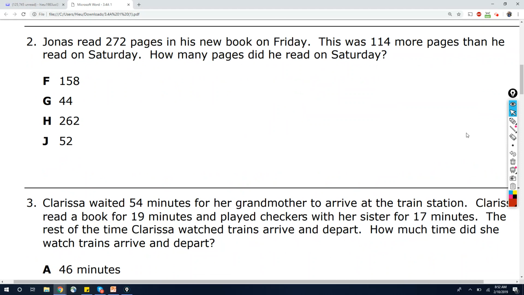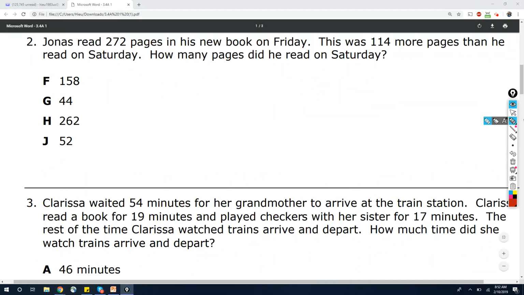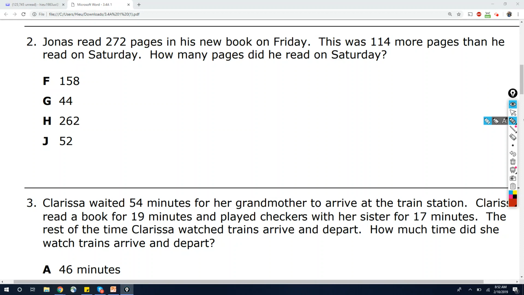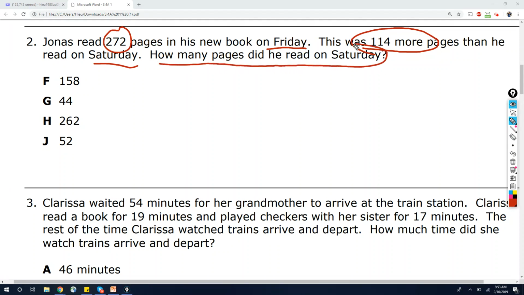Second question. Jonas read 272 pages in his book on Friday. This was 114 more pages than he read on Saturday. How many pages did he read on Saturday? So keep the strategy, circle the important numbers. On Friday, this is 114 more than he read. Keep in mind, this means on Saturday he will read less. They want to know how many pages he read on Saturday.